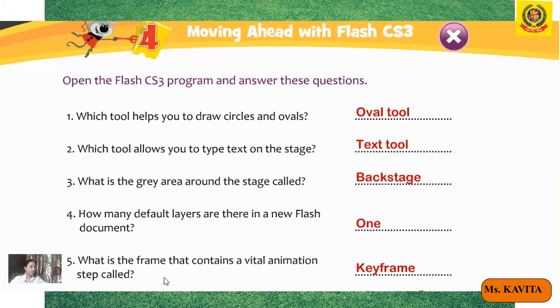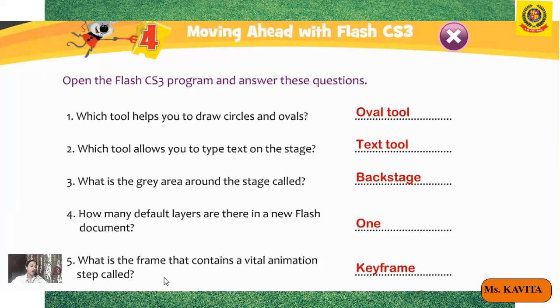One activity is given on page number 43. First we'll do that activity. Already we have learned Flash in the previous class, so related to that topic, one activity has been given. Open the Flash CS3 program and answer these questions. Which tool helps you to draw circles and ovals? The oval tool helps to draw circles and ovals.